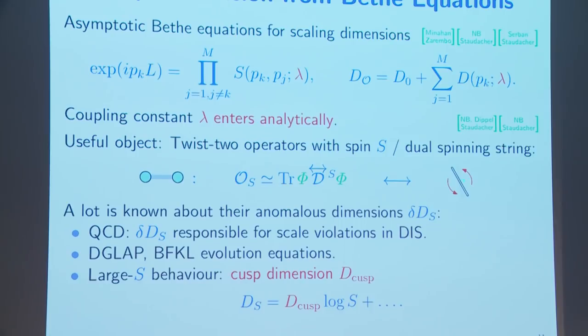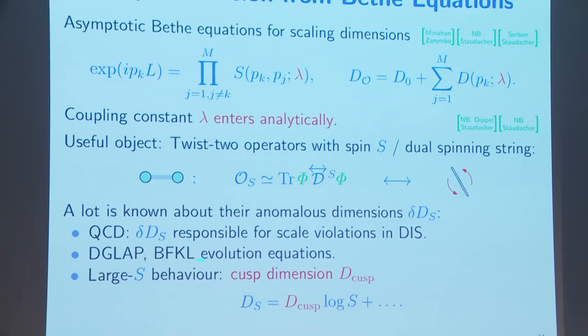In some sense, these correspond to some tiny bits of string which rotate around an axis in this AdS5 space. And these objects have been looked at for a long time in QFT, and their anomalous dimensions are well studied in QFT and QCD. The anomalous dimensions are responsible for scale violations in deep inelastic scattering. Some evolution equations have been set up for them. This is the famous DGLAP and BFKL equations.